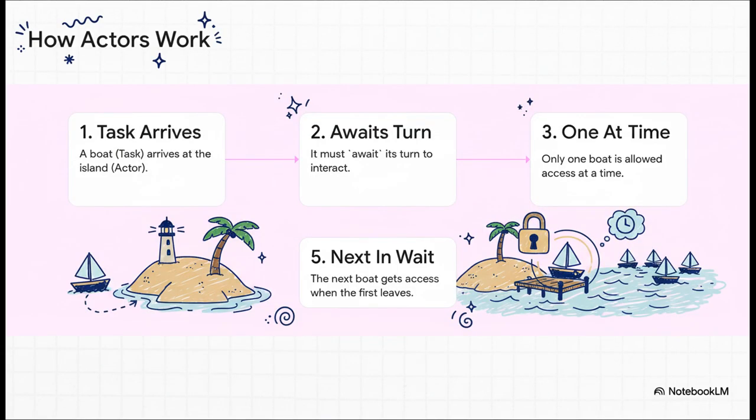So here's how an actor works. A boat, our task, needs to do something with the chickens, so it sails up to the island. But to get on the island and interact with its state, it has to await its turn to dock. The actor enforces one simple, unbreakable rule: only one boat at a time. Every other boat has to wait in a nice, orderly line. This system of synchronized sequential access completely, 100% eliminates data races on the actor's state.